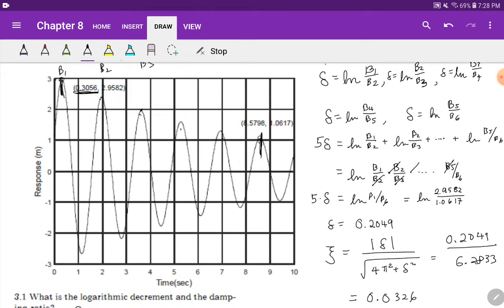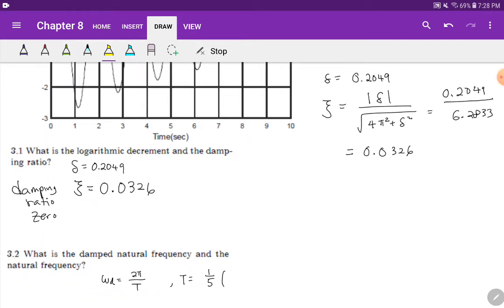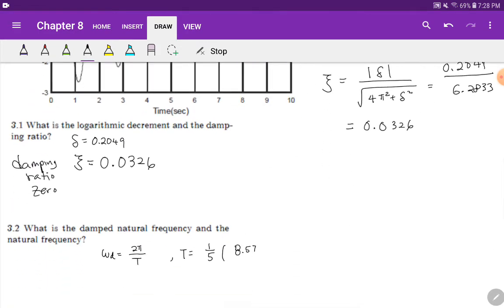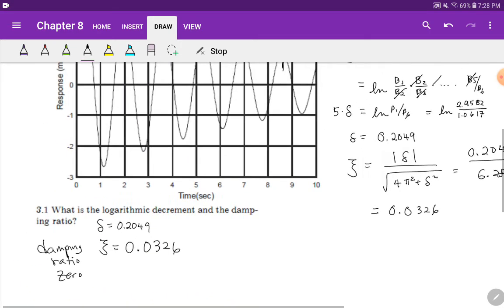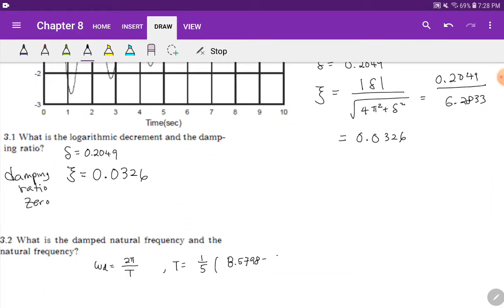8.5798. Do you see it? 8.5798. Oh boy, can't remember any of these numbers. Okay, what's the T1? 0.3056. Okay, you wanna watch me do the RPN calculator again?